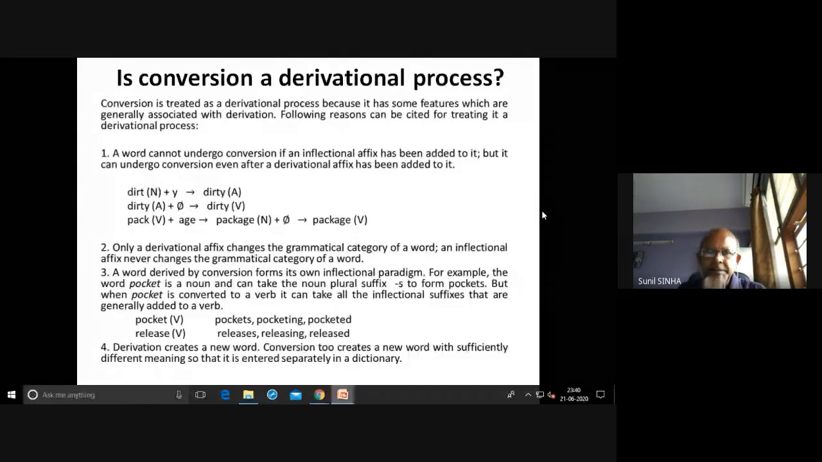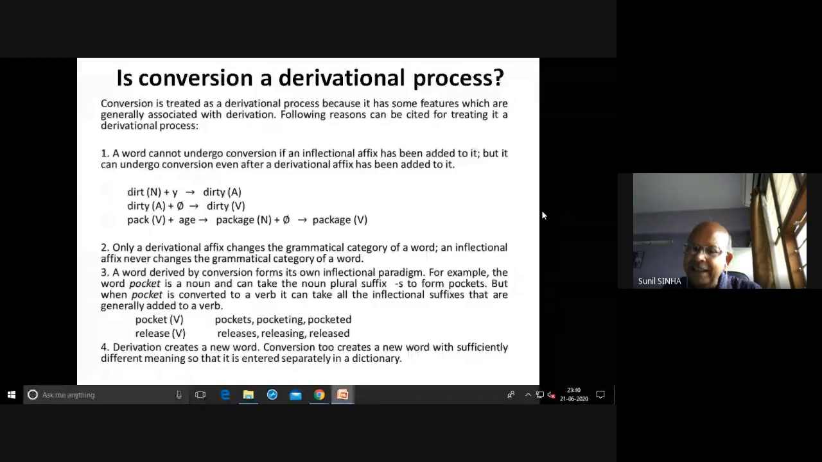And that is the proof that it is a derivation process, because a derivation process creates a new word. So conversion, which means changing the class of word by adding a zero affix, is also a derivational process. All right. Now, any question up to this point?